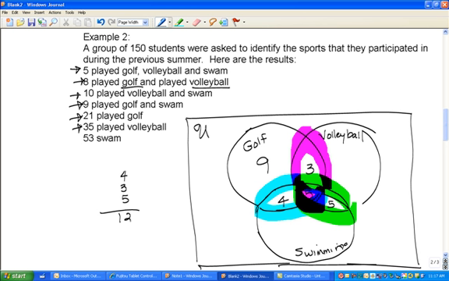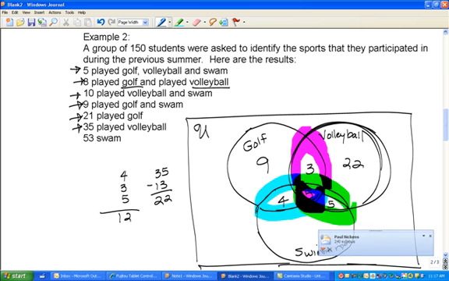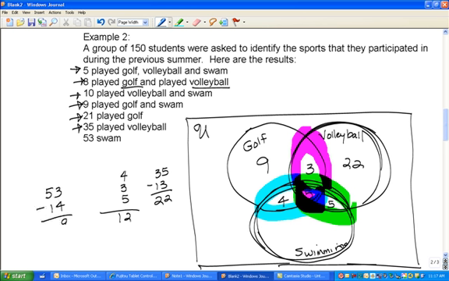We have 35 played volleyball, so we're in the volleyball circle. We have 13. 35 minus 13 would be 22. Okay, and for swimming, that's this circle right here. We have what, 10, 14. So 53 minus 14 would be 39.